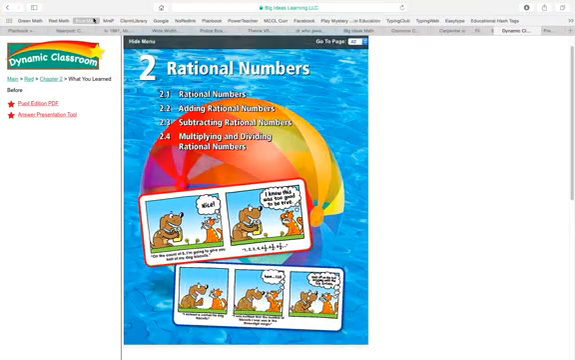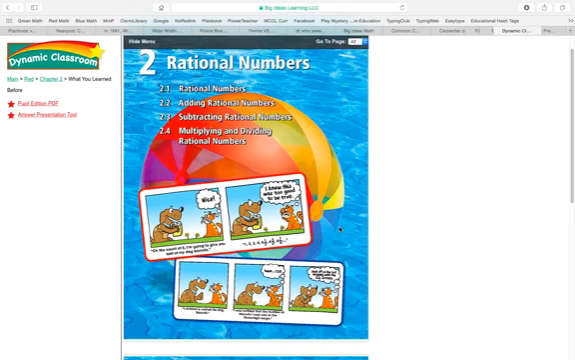Okay, we're going to try this lesson a little bit differently than I have been. We're going to try it right from the book online. So we're starting chapter 2. Chapter 2 is about rational numbers, and we're going to think about them a little bit first.